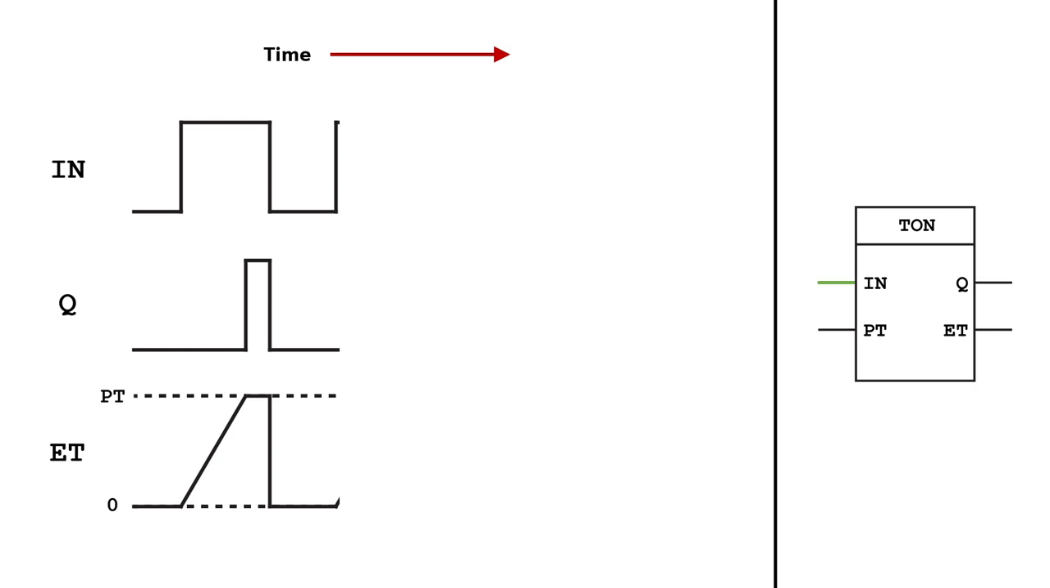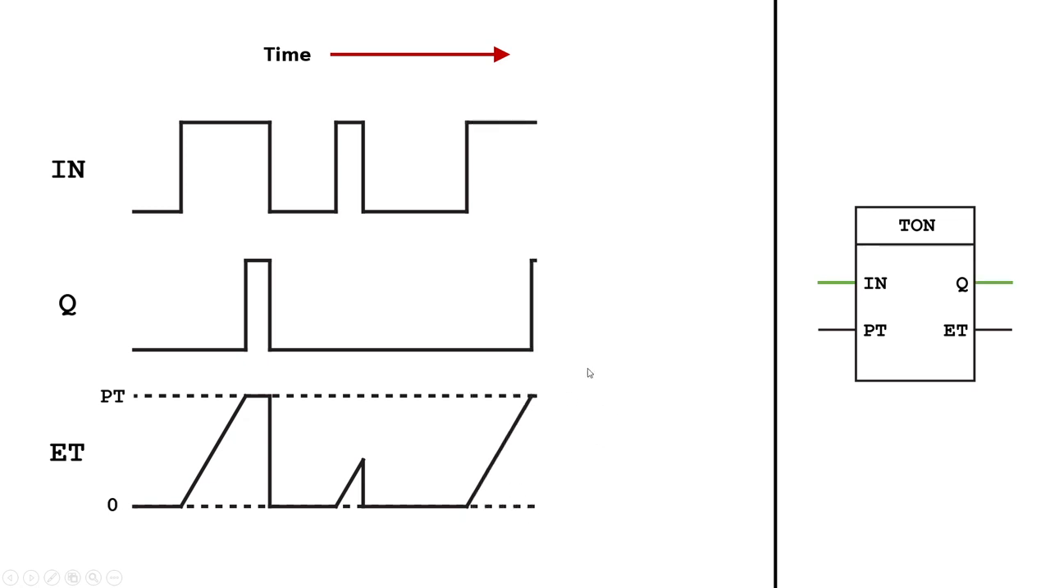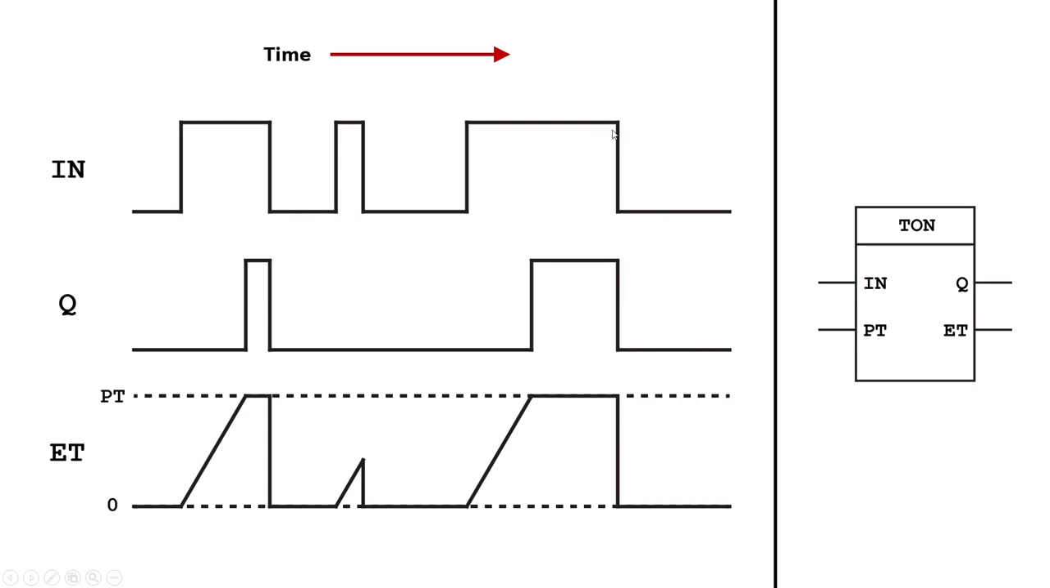Well, as soon as you turn off the input on an on-delay timer, the elapsed time will be reset immediately. So you can see here, the output will never be set. Again, when we turn on the input, the elapsed time will start counting from 0 again towards the PT, and then when it reaches the PT, or the delay, the output will be set again until it is reset only by deactivating the input.